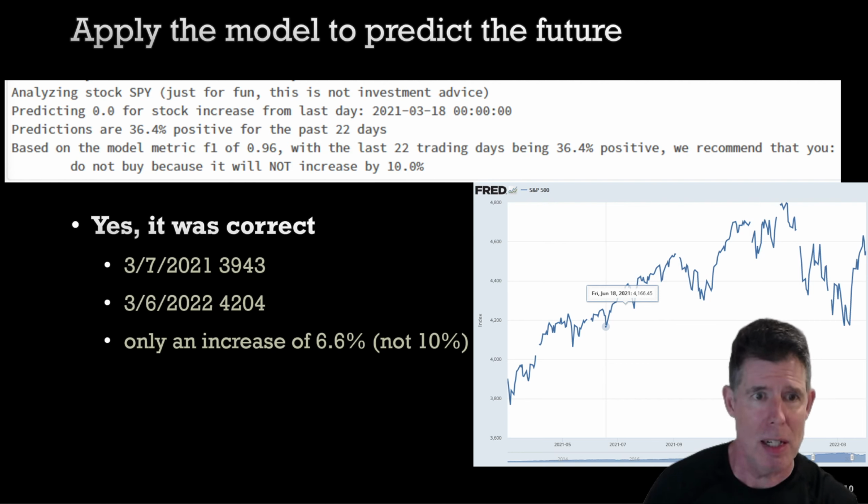In this case, our result is based on the F1 metric of 0.96 in the last 22 trading days. The result is only 34% positive, so we suggest you do not buy. All right, based on this model, in fact, it was correct for the SPY that here's the initial date and then a year later, and the increase was only 6% and not 10%. So in fact, it did correctly predict that there was not sufficient increase and you would not invest in it.